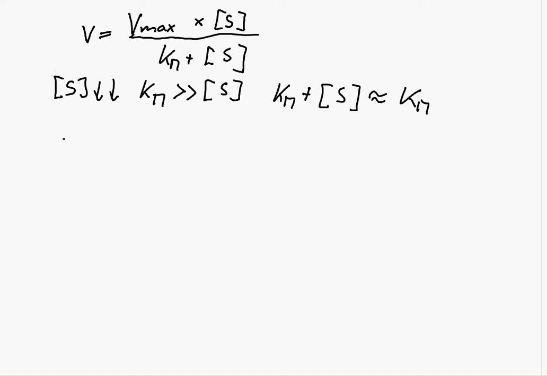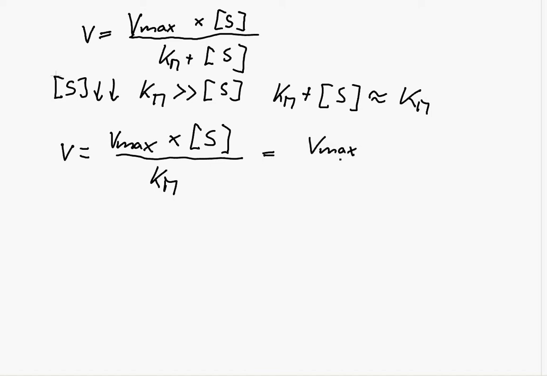And again, I can write the Michaelis-Menten equation as V equals Vmax times S divided by, and instead of Km plus S, I can write Km. And I can write this in a slightly different form. I can write it as Vmax over Km times substrate concentration.